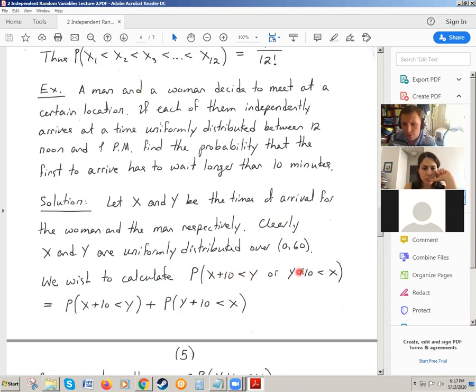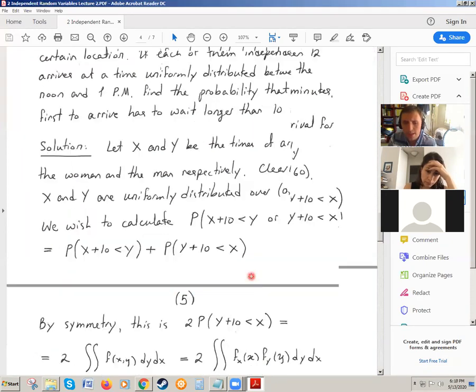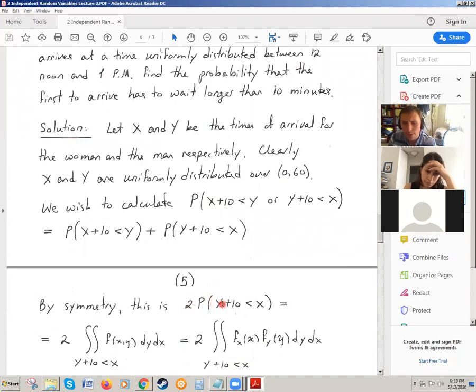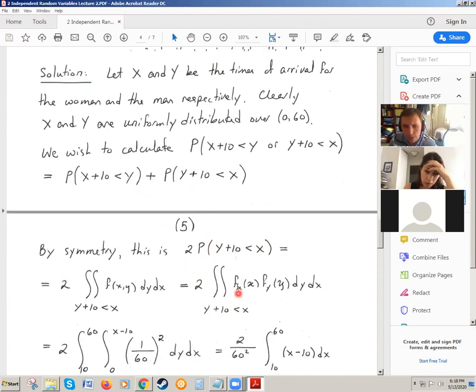And they are disjoint, of course, right? So if this happens, the second part cannot happen, so you can write it as a sum of those two probabilities. By symmetry, since there is no difference between x and y, it's enough to evaluate 2 times the probability that y plus 10 is less than x. Yes, because this probability and that probability are clearly the same. So what is this probability? So x has to be bigger than y plus 10, which means y has to be smaller than x minus 10, I'm sorry, right?